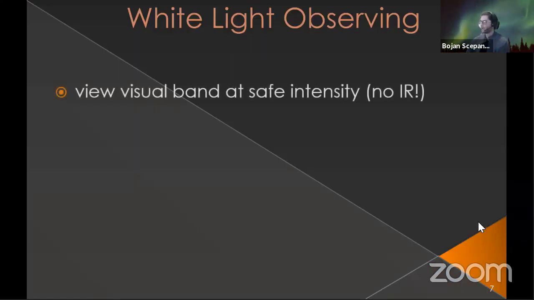So how do we actually observe the sun? So we have something called white light observing. So that's the visual band at safe intensity levels with no IR. If you remember this from your physics class or similar, we don't actually have white light. There's no such thing as white light. It is just what our eyes detect as white light when we receive all the colors of the spectrum into our eye.